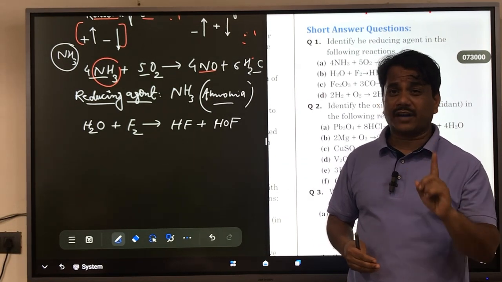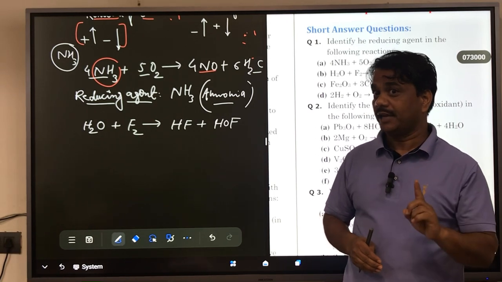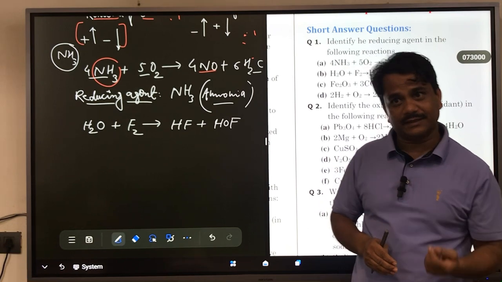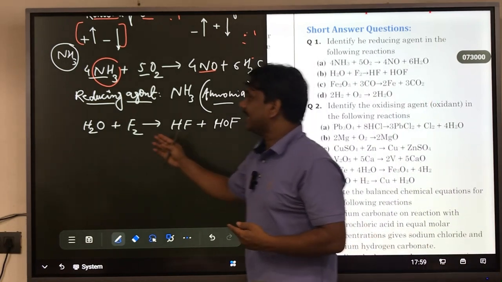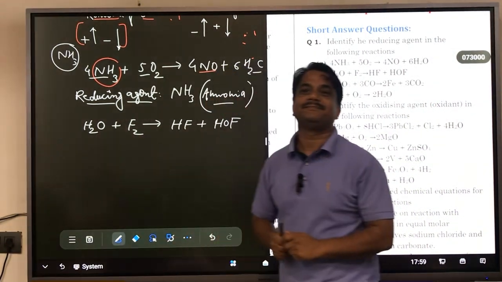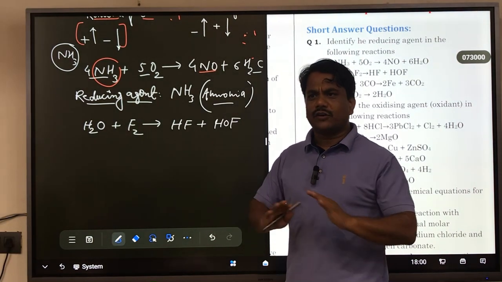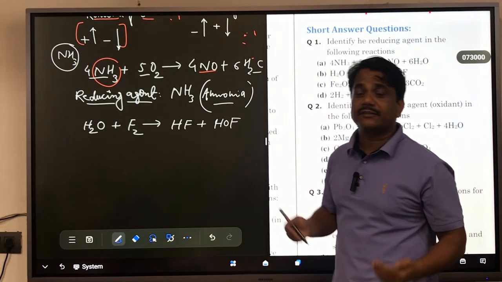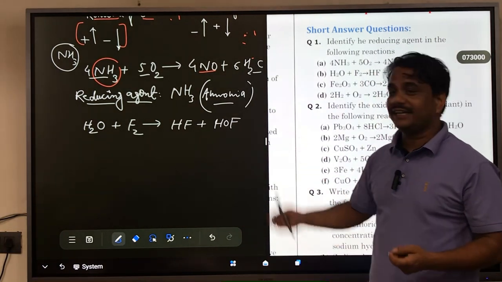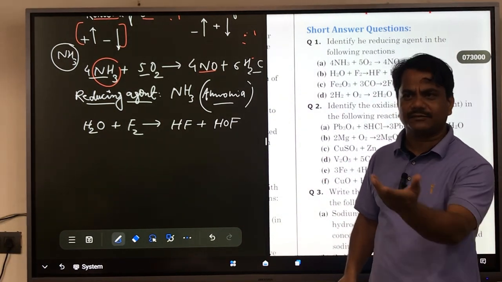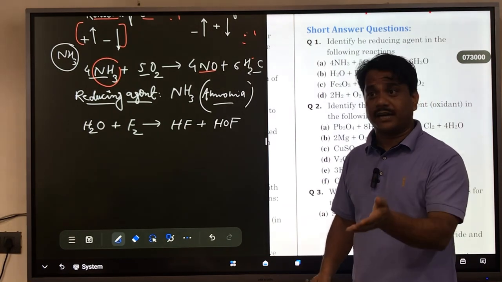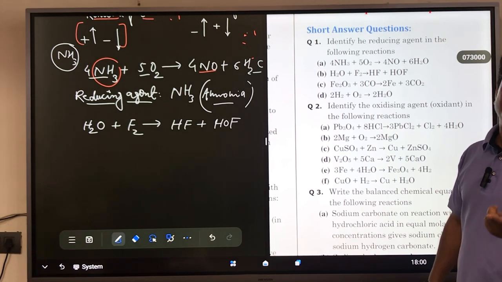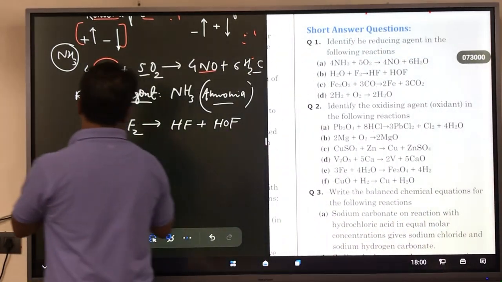So first try to find the donor of hydrogen atom. Who will give the hydrogen atom? The one that has hydrogen atom will give it. Which is having hydrogen atom? Obviously, the hydrogen atom is in the water molecule, so this will be the hydrogen donor. So what is the answer? Reducing agent is H2O.